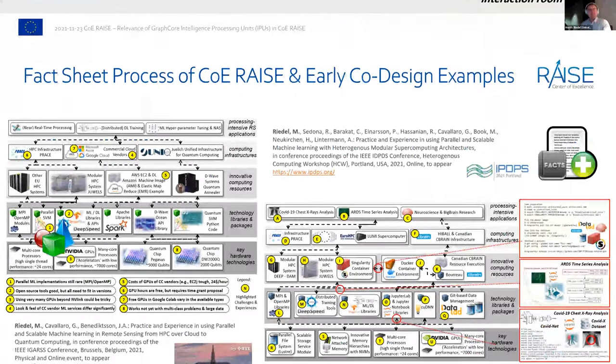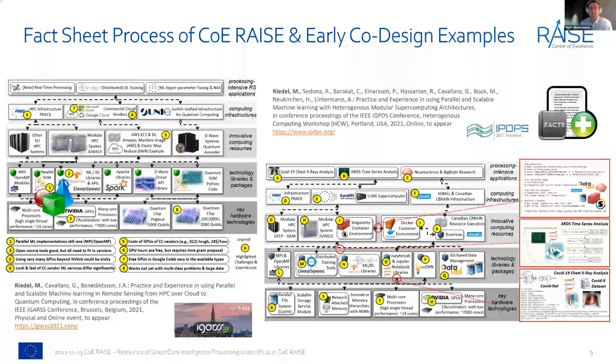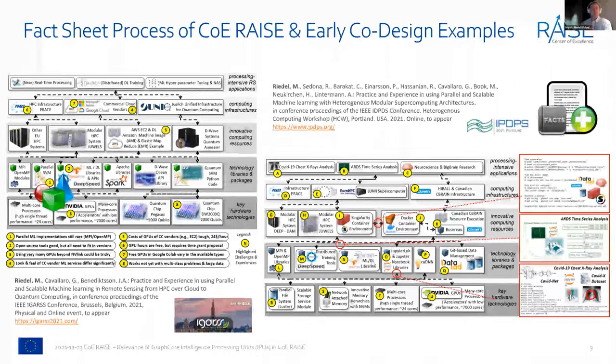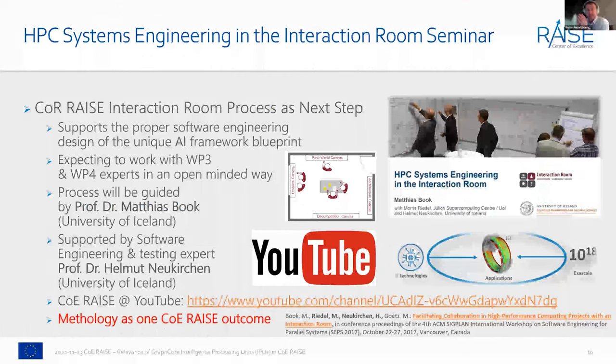Here are some examples of fact sheets that we published in the area of remote sensing. It's one particular use case in CoE RAISE, where you see the ideas of how you use AI models with quantum computers, with D-Wave, for instance, a quantum annealer, or you use more modern concepts like containers, like Singularity, on these HPC machines with distributed training and so forth in another paper. So that was a methodology that is a 10,000 feet perspective maybe.